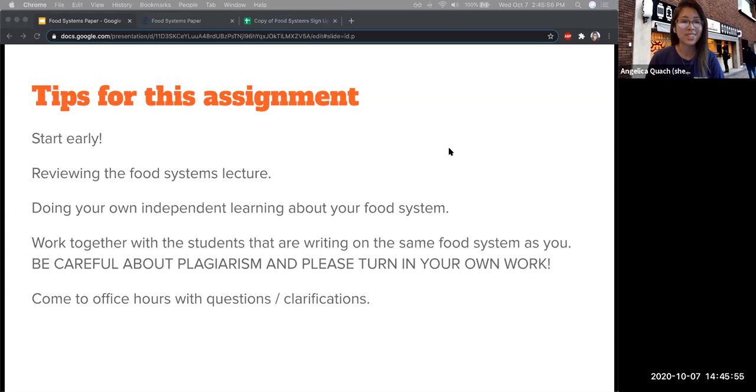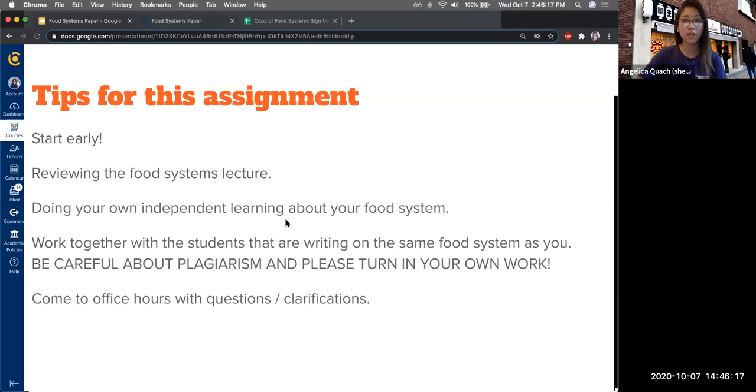We have a no tolerance policy, and I keep saying that because every semester we get one student that we have to be like, hey, we saw that you maybe did not turn in your full work. So please come talk to us. Anyways, beyond that, definitely come talk to us with questions and clarifications about the food system you're assigned, the assignment in general, and that's pretty much it.